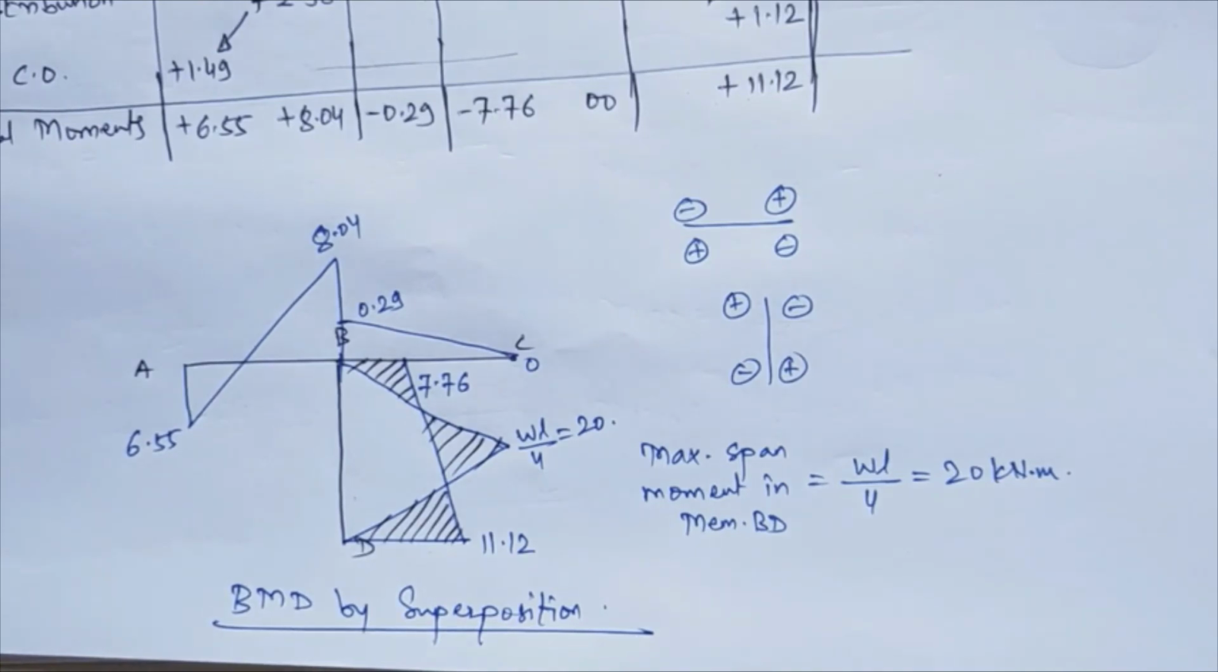So this will be the numerical. The intention behind this numerical was how to calculate the fixed end moments, and when a joint has more than two members, how to deal with the moment distribution table. That was the basic aim in taking this numerical. Hope you have understood this numerical very easily.